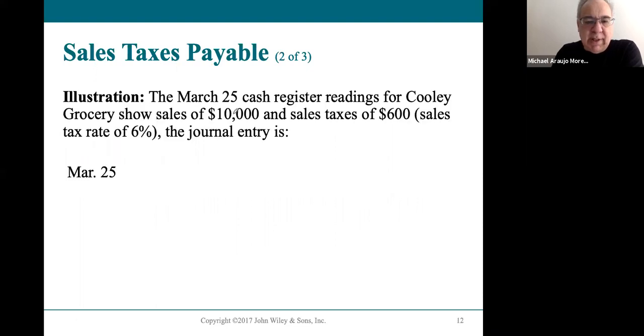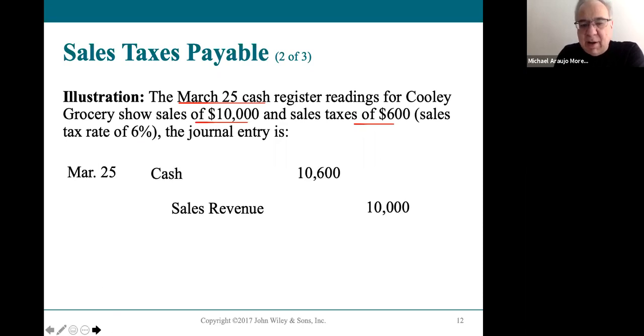So how this works is pretty basic. You got a date of March 25th. You got Cooley Grocery Store. They sold $10,000 worth of goods and needed to collect $600 of sales tax on that $10,000 sale. So they're going to collect all of that money, but they have to mark 10,000 as their revenue and the other 600 as a liability. It's a sales tax payable.